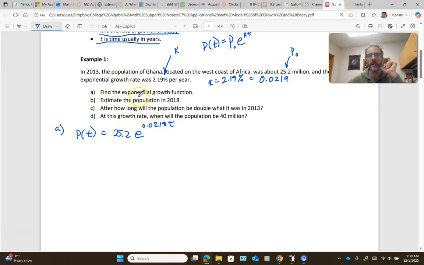Part B says, estimate the population in 2018. We're going to do that using this function, but we need to figure out in 2018, how many years is that from 2013? Well, 2018 minus 2013, that's 5 years. So in other words, we want to see what the population will be in 5 years. So we're just going to evaluate the function when t is 5.